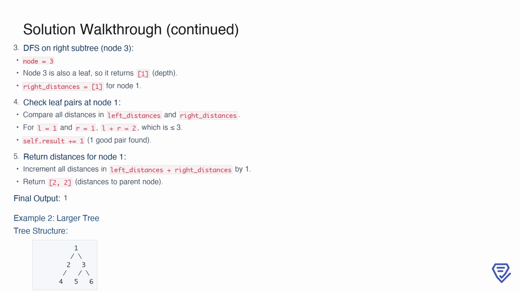Finally, before returning, we increment all distances in both left_distances and right_distances by 1 to account for the additional depth when passing the values up the tree. Node 1 returns 2, 2 to its parent, though in this case, it has none. The final output for this tree is one good leaf node pair.